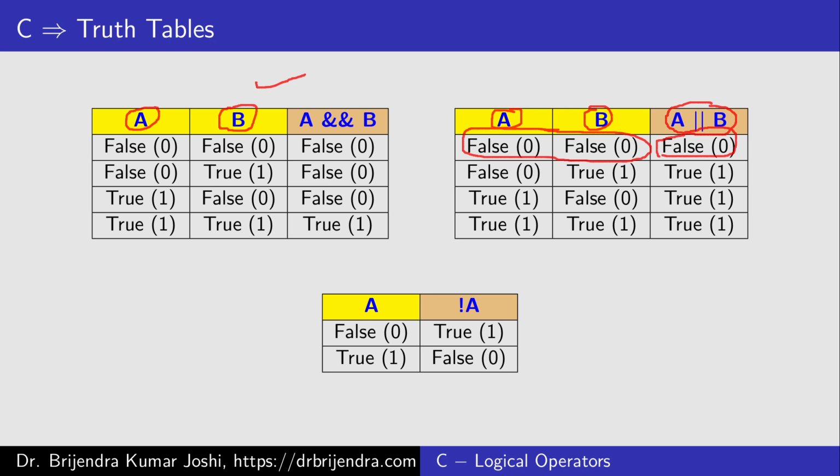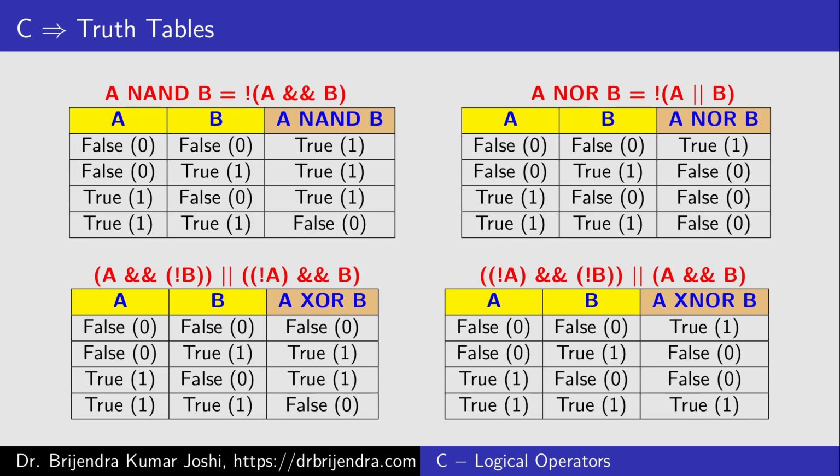And the third one is logical NOT. So if A is false, then NOT A is true and vice versa. By making use of AND, OR and NOT, we can construct four more logics which are commonly used: NAND, NOR, exclusive OR, and exclusive NOR. So these four can be constructed by making use of AND, OR and NOT.